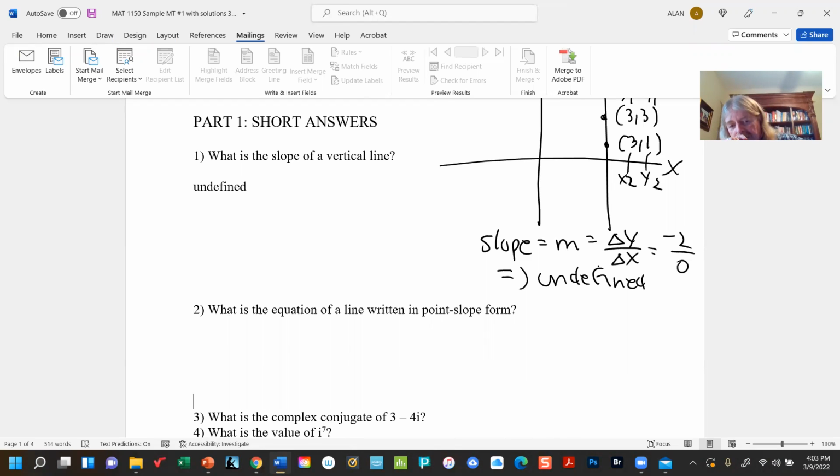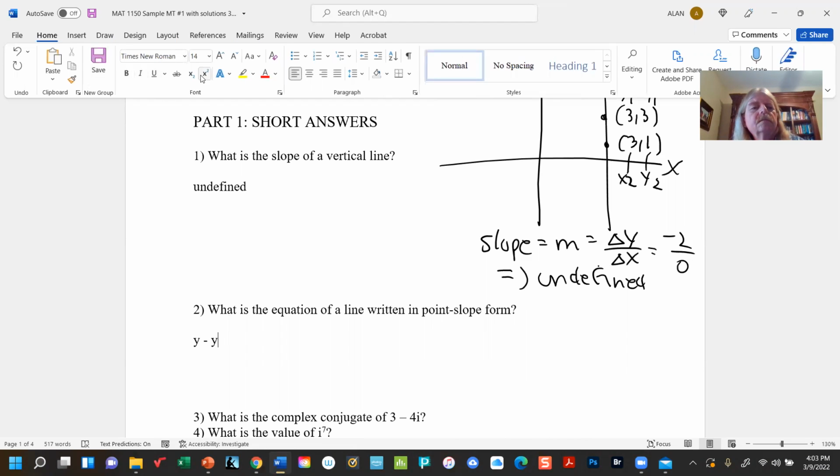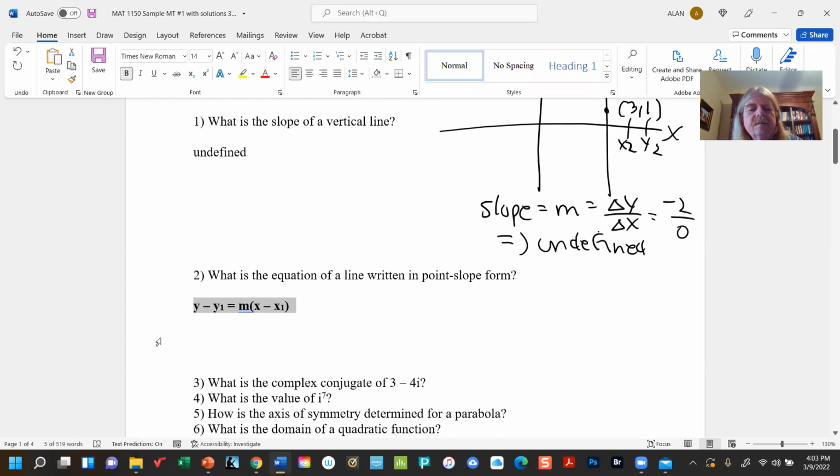What is the equation of a line written in point slope form? That would be this one. y minus y1 equals m times x minus x1. And that's it, okay? And you can tell because it has a single point, x1, y1, and the slope.